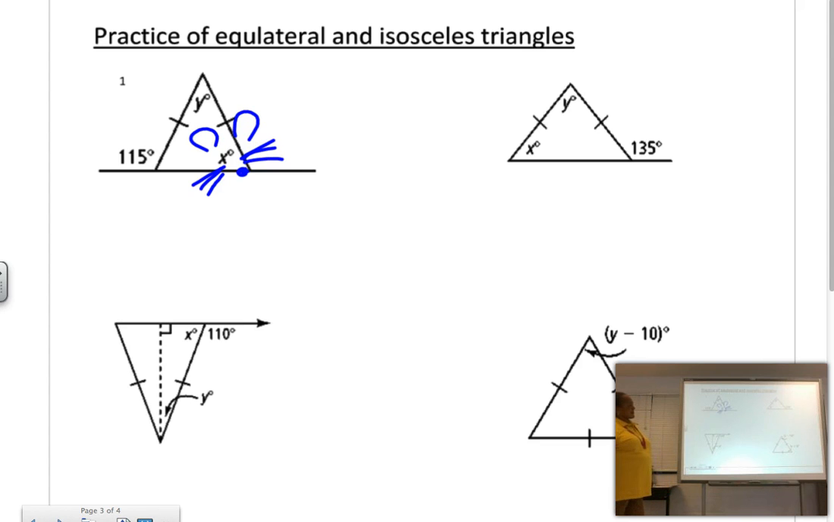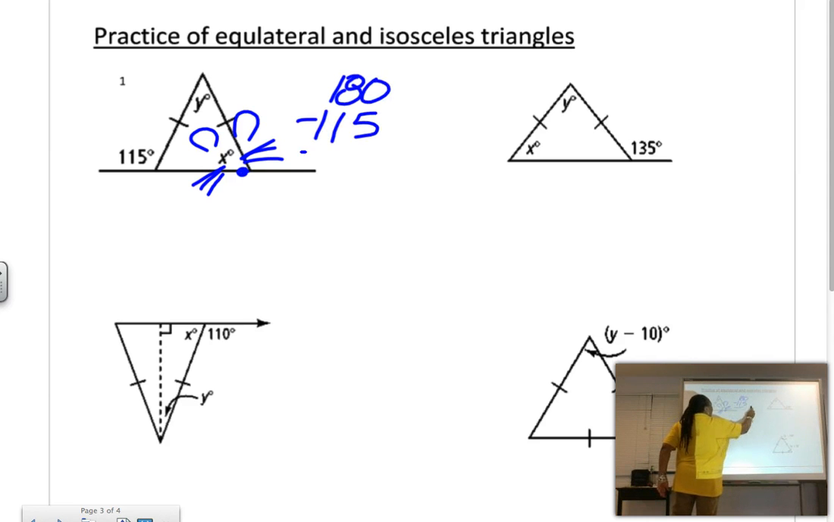Since you already have 180, minus 115, you'll get the angle, right? Okay, wait a second. Tell me the numbers you said again. I'll write it. 180 minus 115. Okay, why didn't Isosceles say 180 minus 115 to find this angle here?